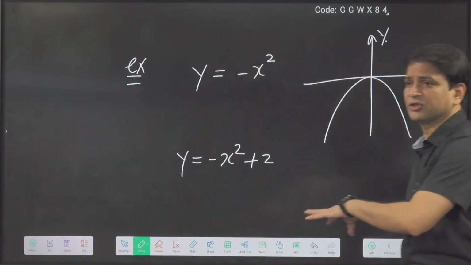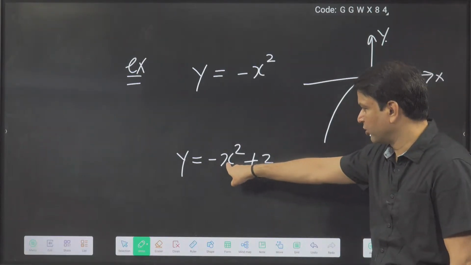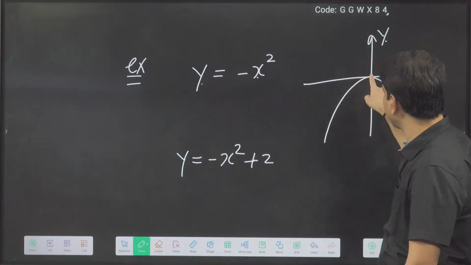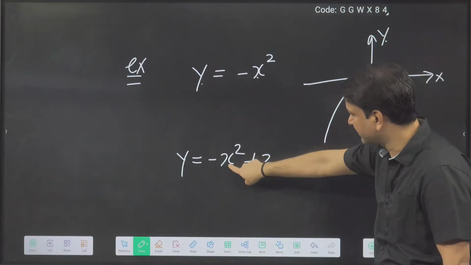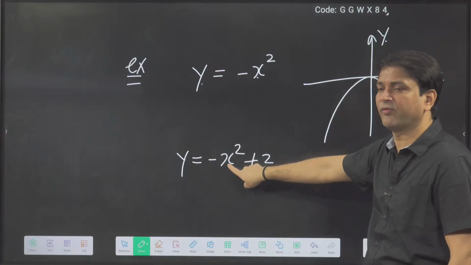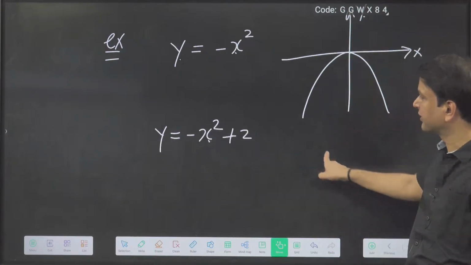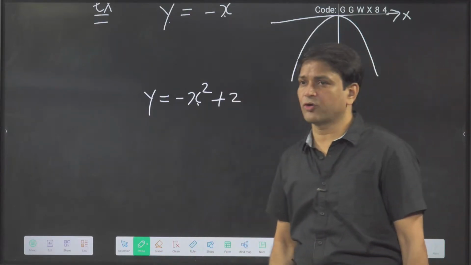Now due to this constant, what will be the problem? If I am putting x is equal to 0, then with y is equal to minus x square, I get 0. It means I make the parabola from the origin. But here if I am putting x is equal to 0, then what y value am I getting? 2. So when I put x as 0, I get y as 2. It means the graph we will not make from the origin.